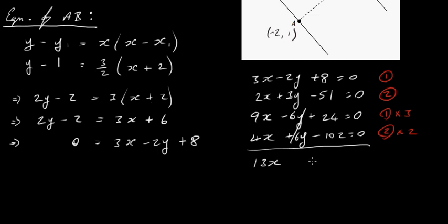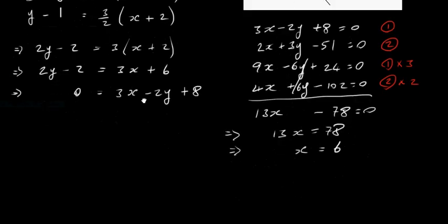And here I'll get minus 78 equal to 0. So now all I've got to do is just find x. So I got 13x is equal to 78, and divide by 13, that will give me x is equal to 6. So once I know x, I can just work out what y is.